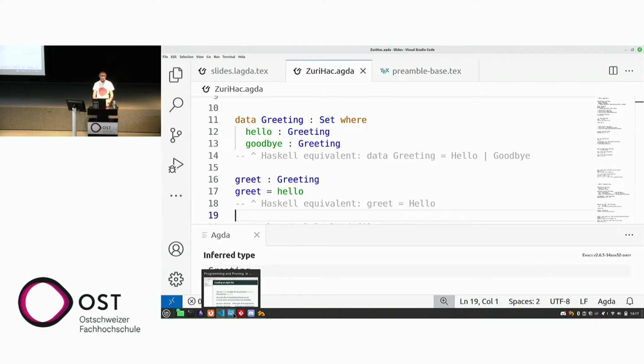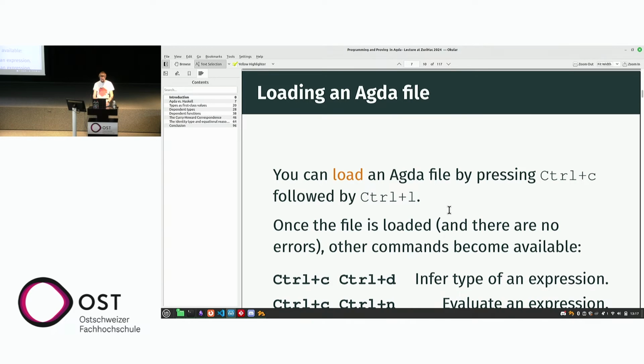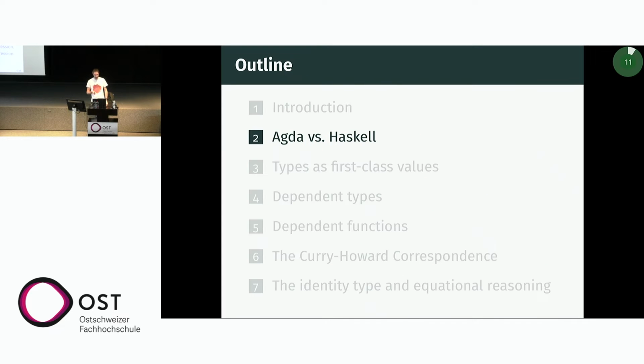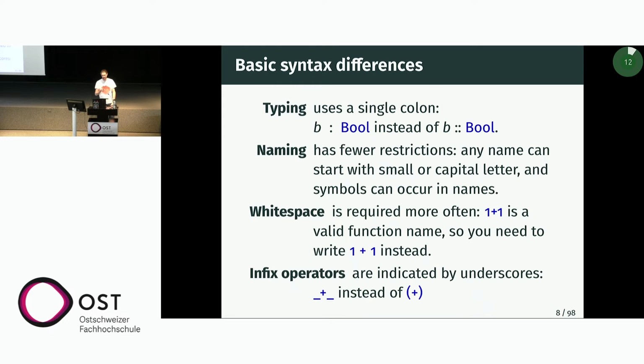I'll come back to the code a bit later. A few more slides I wanted to show. Let's dive a bit more into the differences between Agda and Haskell. So we saw a few syntactic differences. First, typing uses a single colon instead of a double one. Naming has fewer restrictions, so you can use any name starting with a small or capital letter at either type or term level, and you can have symbols occur in names.